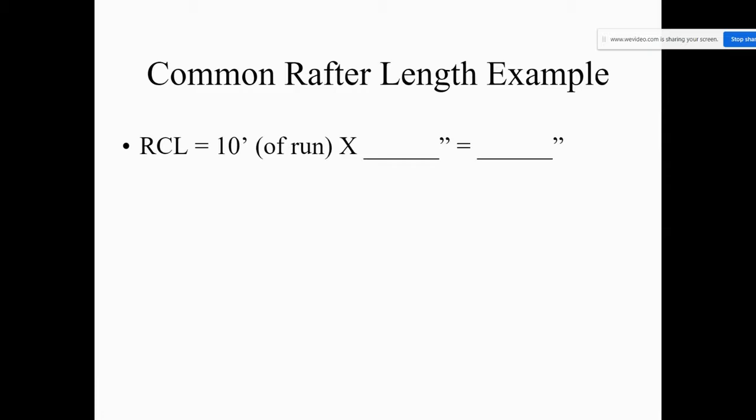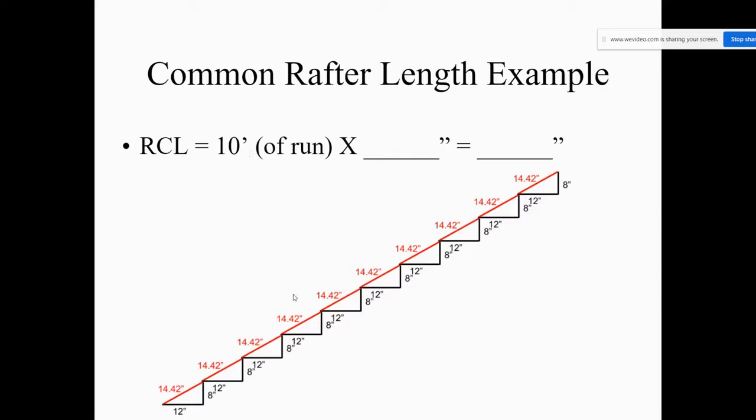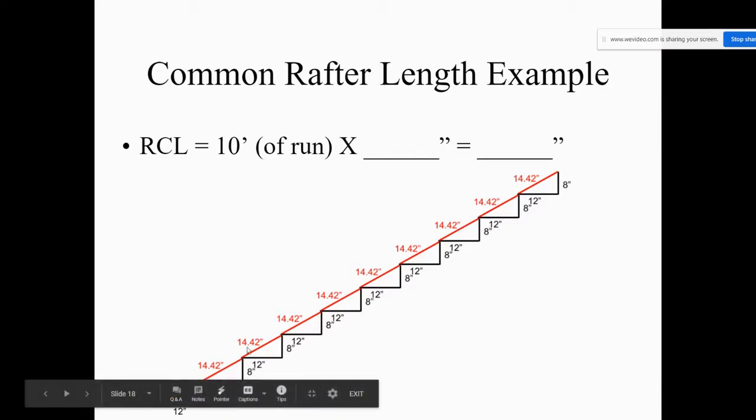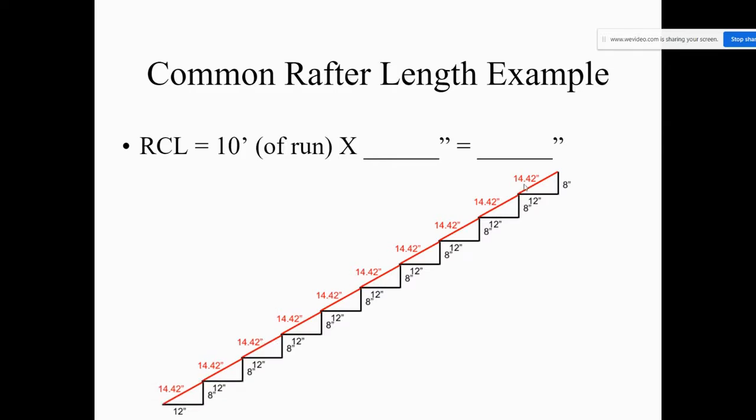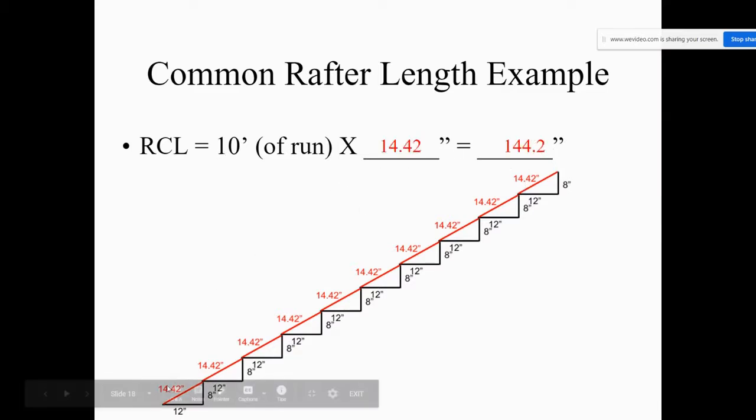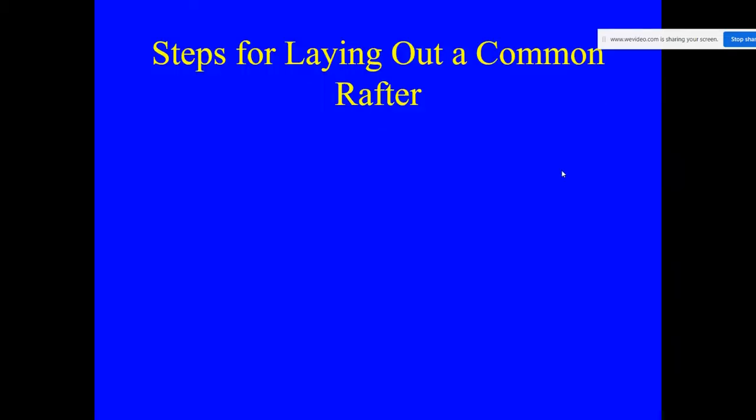That's the answer. All right, so what's the common rafter length? You have 10 feet of run. And so that means that if you put 10 of those slope triangles together, where you have 12 inches and then 8 inches, which means a slope of 14.42, you have 10 of them. And so 14.42 times 10 is 144.2 inches. That's the total length from this bottom edge to the top edge. There we have it. The common rafter length is 144.2 inches.